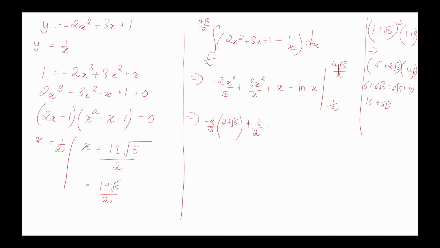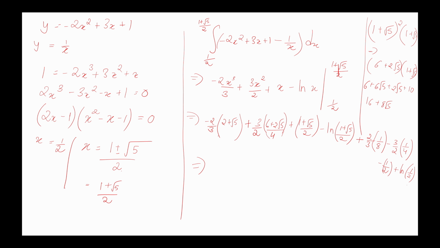Plus 3 by 2. What was our x square? X square would become 6 plus 2 root 5, plus x. Since it is by 2, here below we would also have 4 as well. X is 1 plus root 5 by 2 minus of ln x, 1 plus root 5 by 2 again, minus now this entire term, so this would become plus 2 by 3 1 by 8 minus 3 by 2, this would become 1 by 4 minus 1 by 2, and here we would have plus ln 1 by 2.